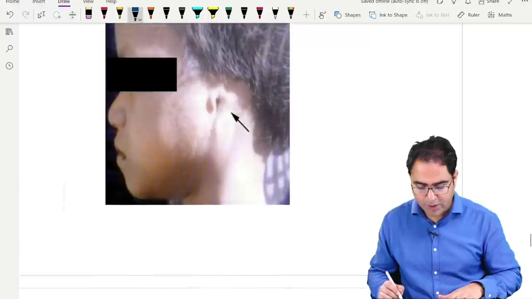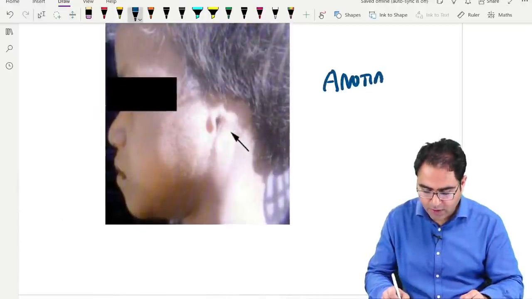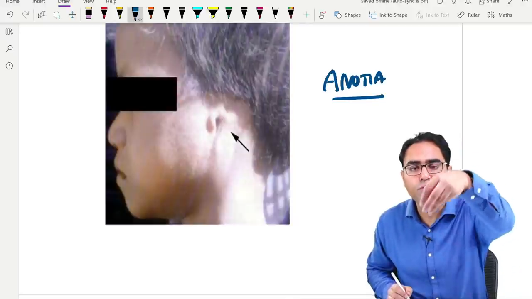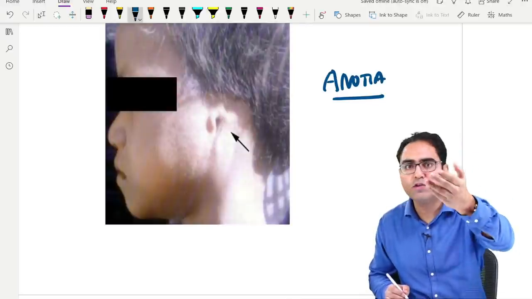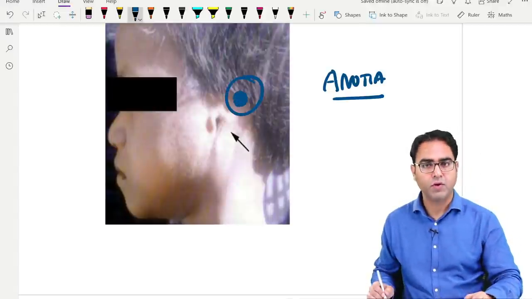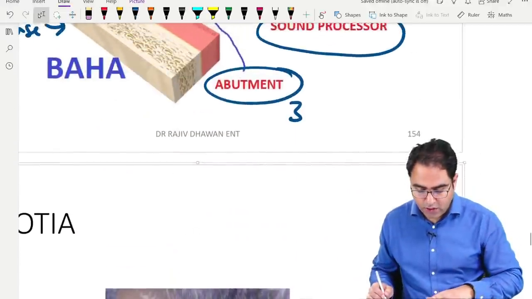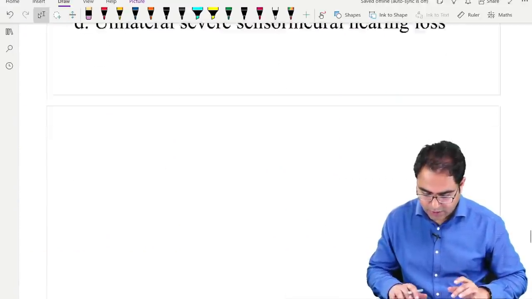Number two, anotia. Look at screen. Absence of pinna. If pinna is absent, where will you put the hearing aid? Behind the ear, in the ear, there's no pinna. How will you support the hearing aid? You'll have to anchor the hearing aid to the skull bone over here. It is also used for unilateral severe SNHL. Okay? Fine.